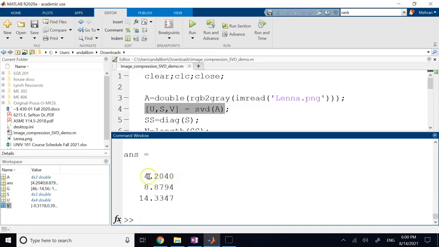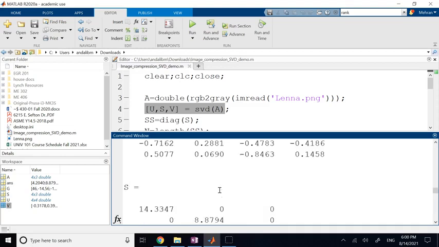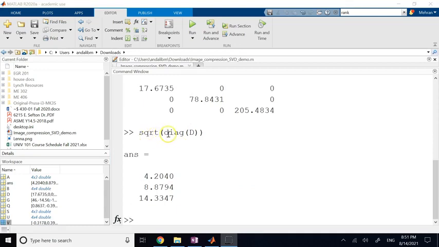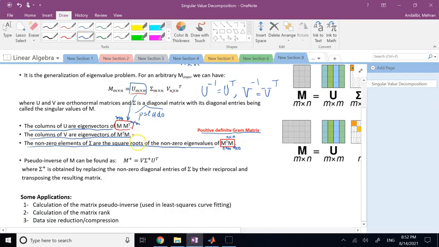Yes. Look at the numbers. These are the square root of the eigenvalues of the gram matrix: 4, 8, and 14, right? And if you go up here, you see them, 4, 8, and 14. You can combine them using the command square root of diagonal of D to get the singular values in one single command. So we got the singular values, as we said, through the square roots of non-zero eigenvalues of the gram matrix.